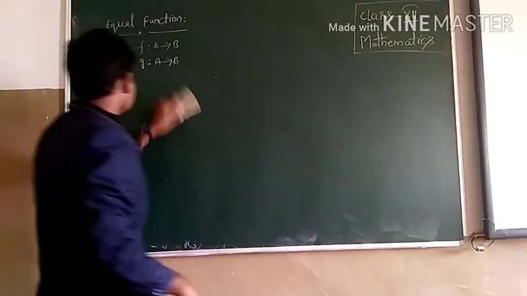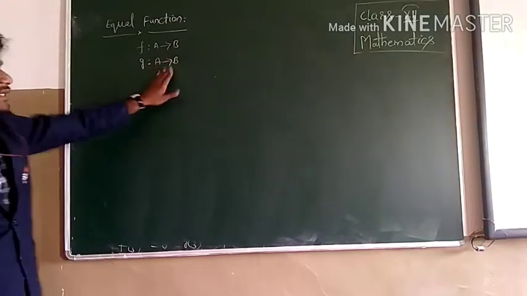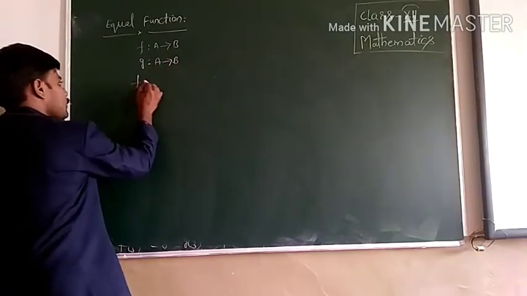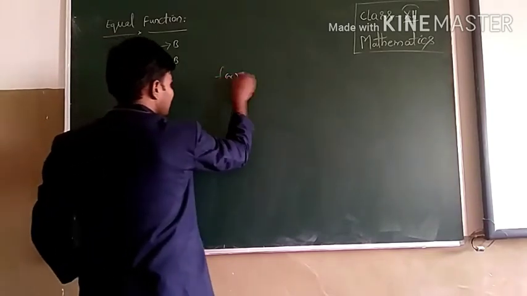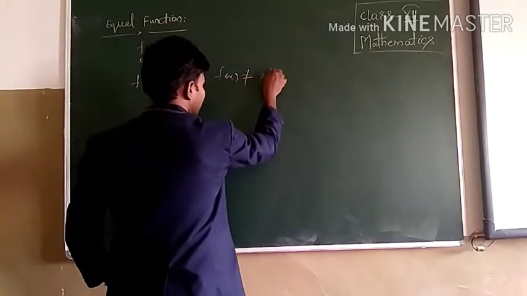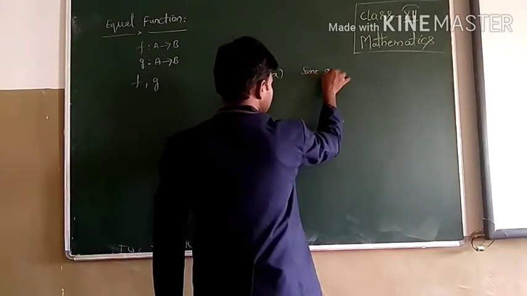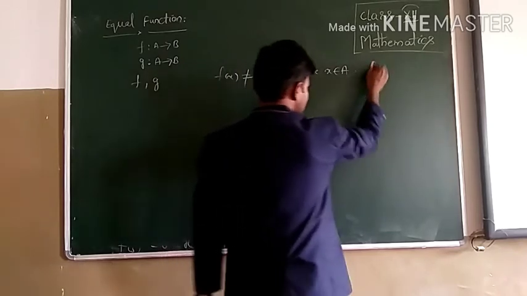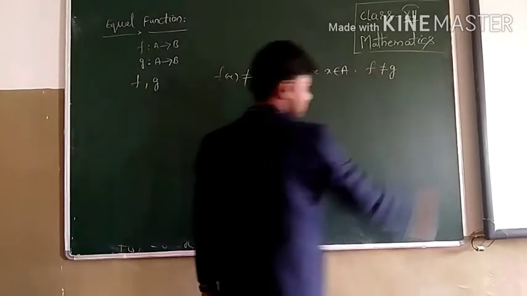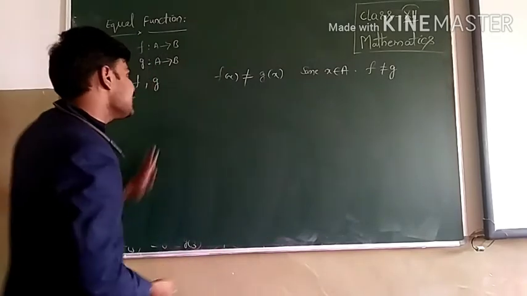Unequal functions. Suppose two functions f and g are defined from A to B. If f and g are said to be unequal functions, then f of x is not equal to g of x for some x belonging to A. This point is important. In this case, we can say that f is not equal to g because these two functions are unequal functions. Now let's see the example.